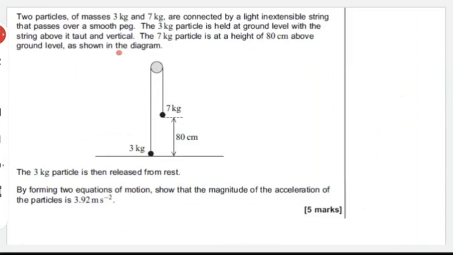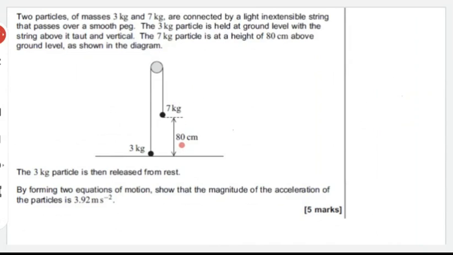Particles of mass 3 kg and 7 kg are connected by a light inextensible string that passes over a smooth peg. The 3 kg is held at ground level with the string above it taut and vertical. The 7 kg is held at a height of 80 centimeters above the ground.